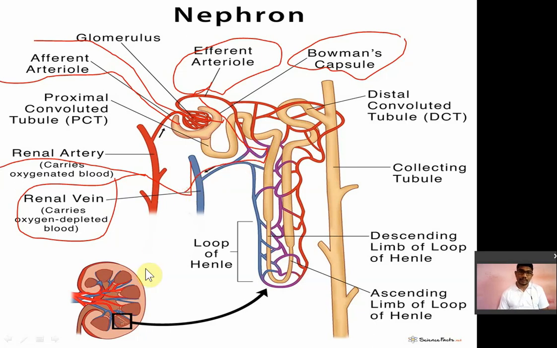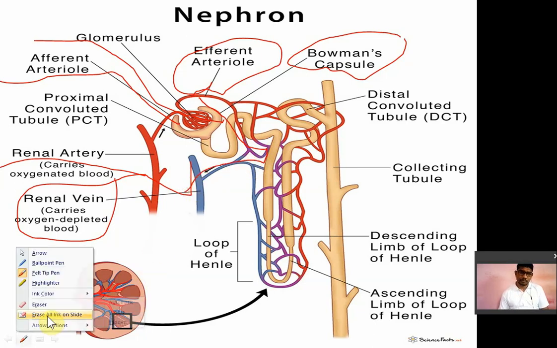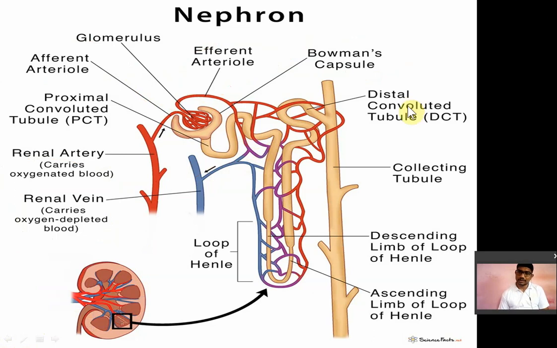Now what are the different parts of your nephron? As I told you, the closed end of the nephron is known as the Bowman's capsule, where you have a glomerulus. Then the second part is known as the proximal convoluted tubule, PCT.